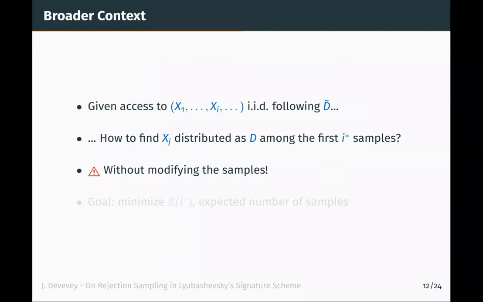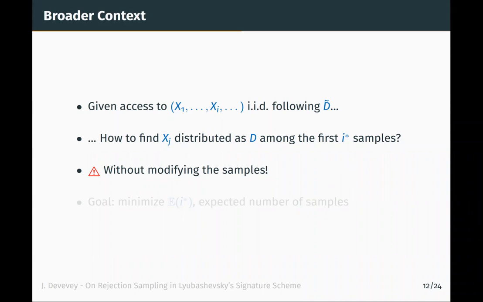So the broader context is as follows. I give you access to lots of samples that all follow the same source distribution, and your task is to find any sample that is following some target distribution. And of course, you want to use as few samples as possible because each sample will be one signature. And of course, you're not allowed to modify the samples because those are signatures.